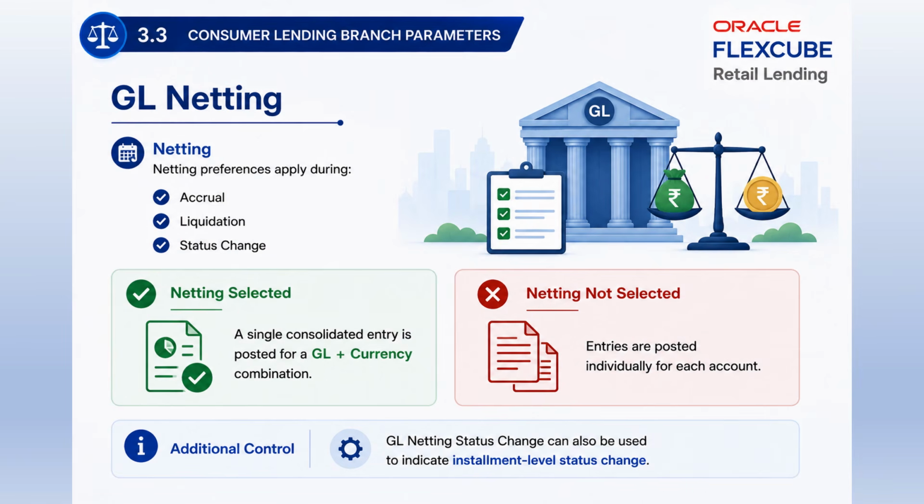Now let's look at GL netting. Netting preferences apply during accrual, liquidation, and status change. If netting is selected, FLEXCUBE posts a single consolidated entry for a GL and currency combination. If netting is not selected, entries are posted individually for each account. There is also a GL netting status change option, which can be used to indicate installment level status change. So, in simple terms, netting determines whether accounting entries are consolidated or maintained separately at account level.